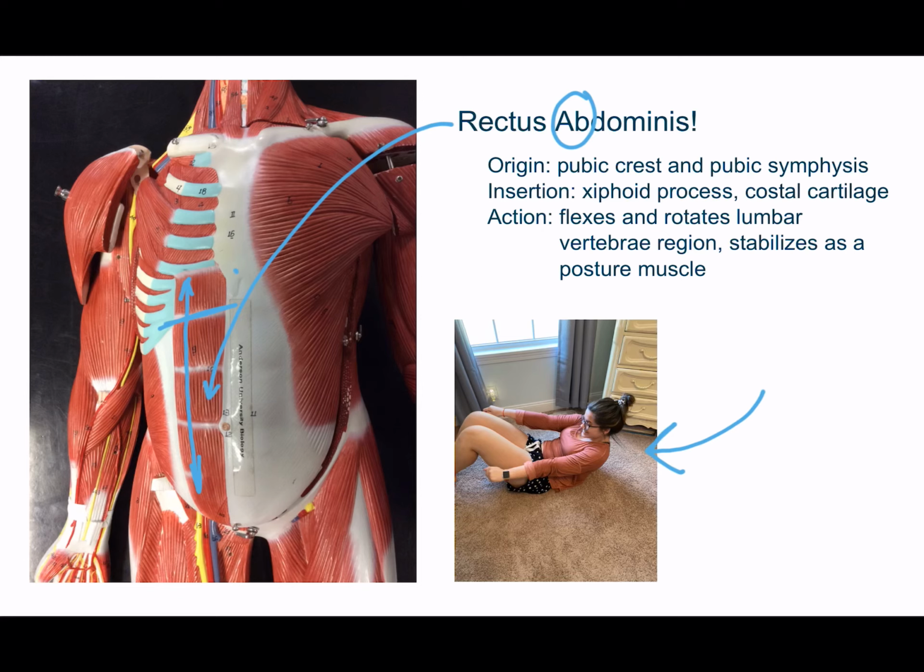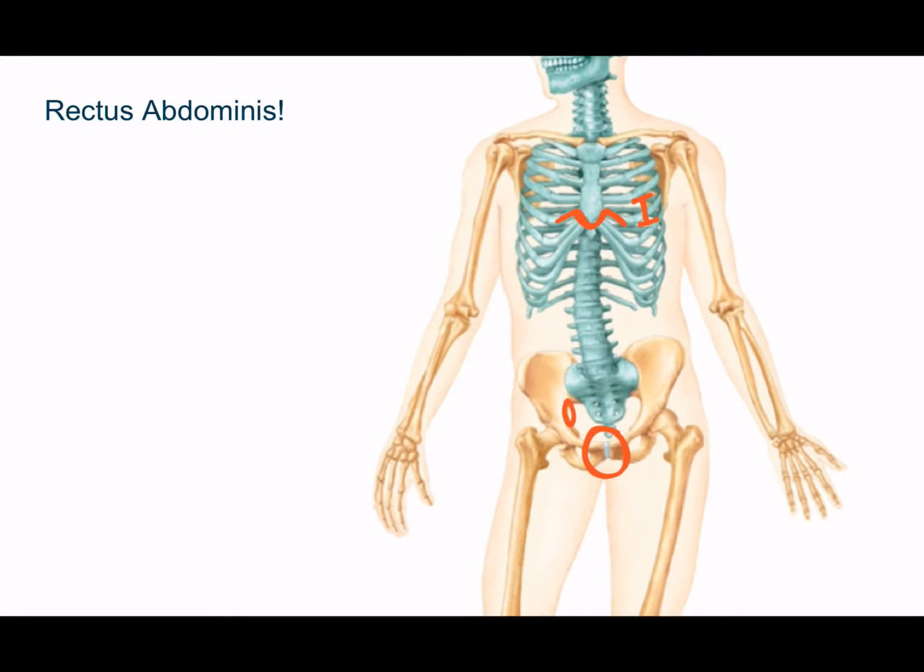The xiphoid process is this little thing right here. That's the end of your sternum. It's the pointy end of your sternum. And costal cartilage right here. So it's going to flex and rotate your lumbar vertebrae region and stabilize the posture muscle. It enables curling, or crunches, as I call them. And that's what you see like the celebrities having an 8-pack, but the reason they would have this 8-pack, we'll talk about in a minute.